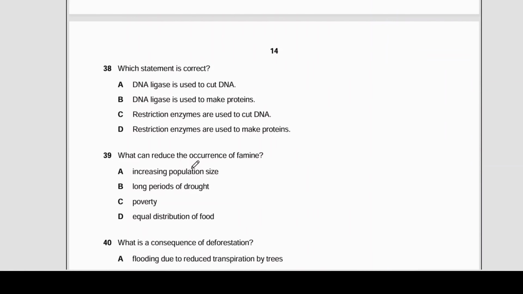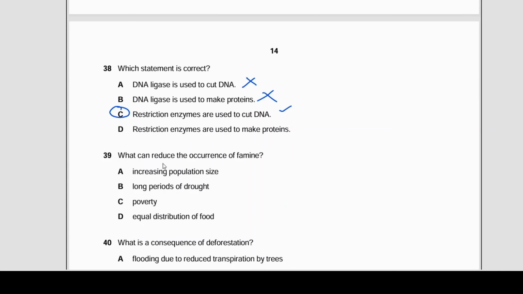Which statement is correct? DNA ligase is used to cut DNA. No, ligase is used to bind the sticky ends. DNA ligase is used to make proteins. No. Restriction enzymes are used to cut DNA. Yes. Restriction enzymes are used to make proteins. No. Sorry. So the answer is C.